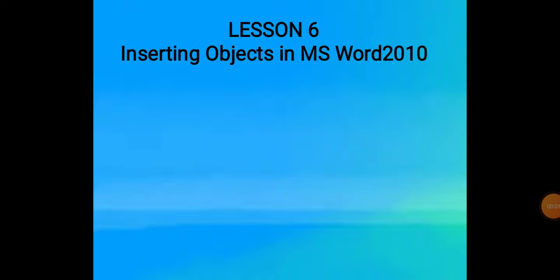Good morning, students. Today we are continuing lesson number 6, inserting objects in MS Word 2010. Before your first periodic, we have started this chapter and we have already studied how to insert word art object. हमने पहले पढ़ा था कि word art object को कैसे insert करते हैं और कौन-कौन सी formatting हम word art object पे apply कर सकते हैं.